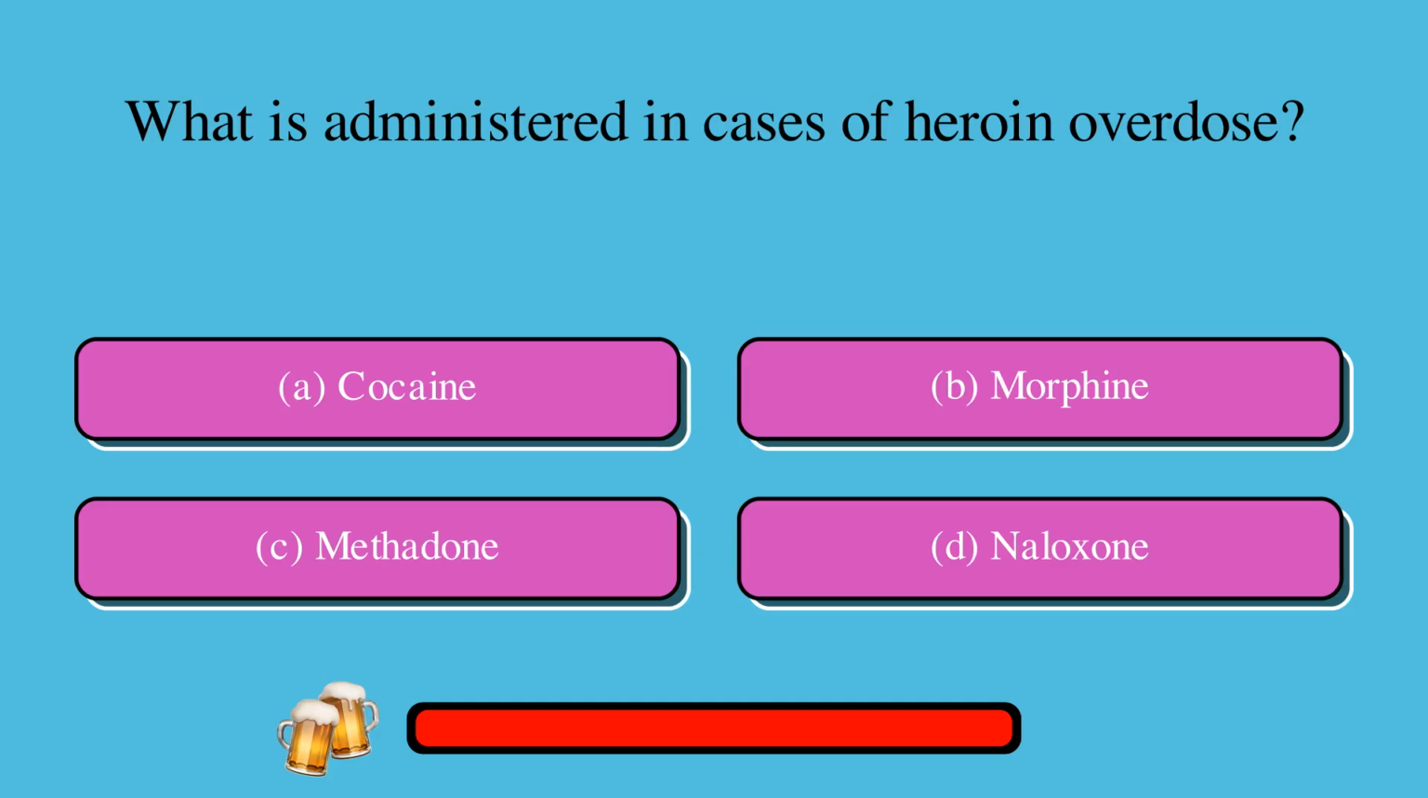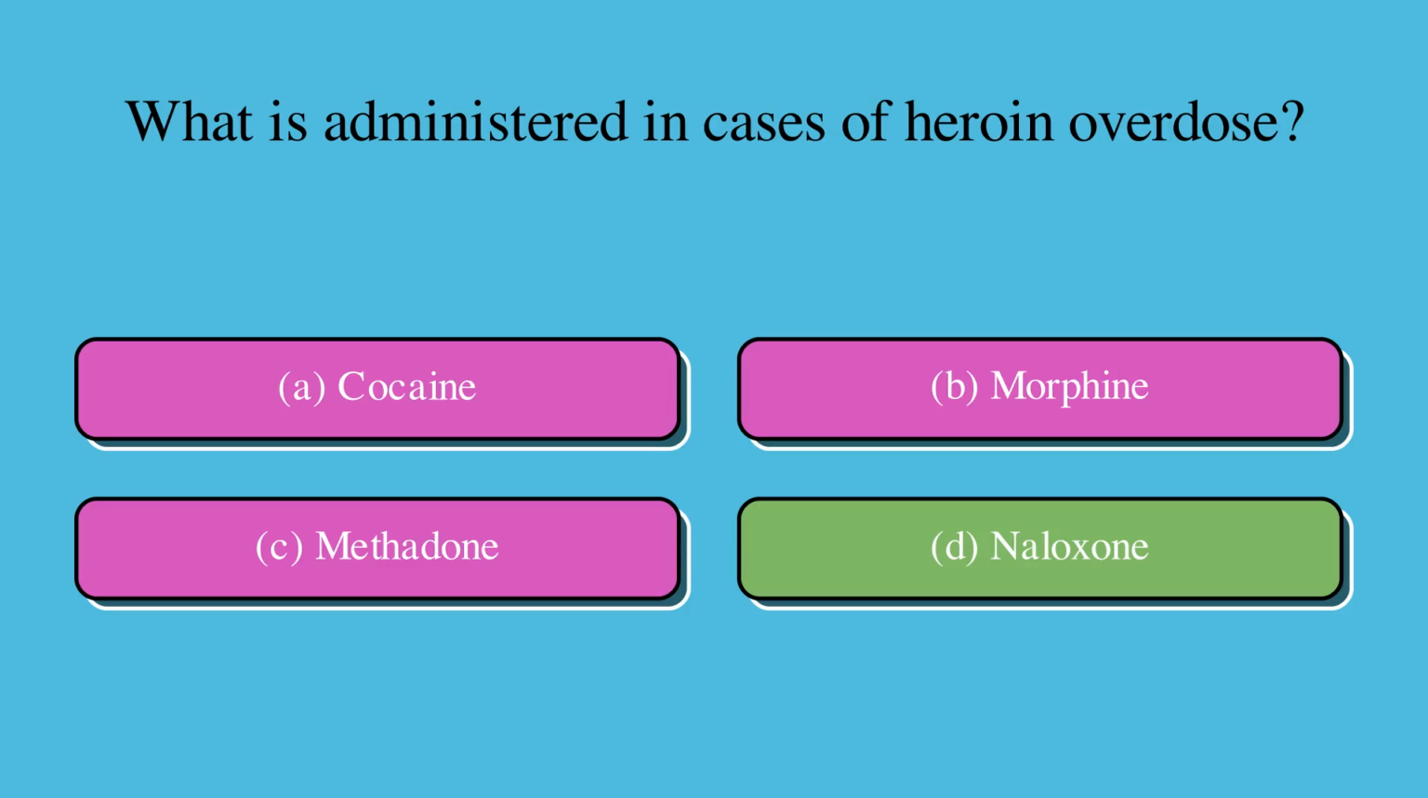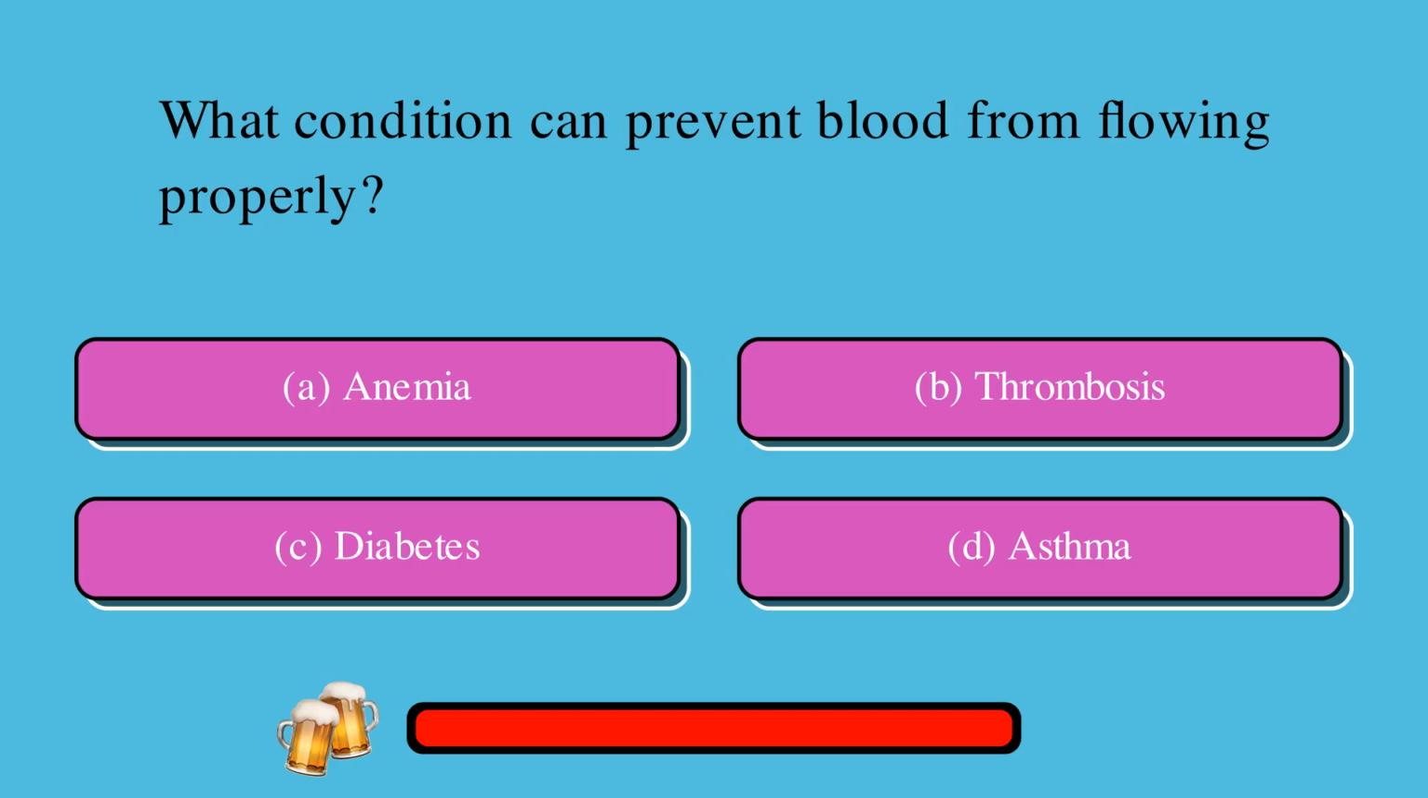What is administered in cases of heroin overdose? A, cocaine, or B, morphine, or C, methadone, or D, naloxone? The correct answer is D, naloxone. What condition can prevent blood from flowing properly? A, anemia, or B, thrombosis, or C, diabetes, or D, asthma? The correct answer is B, thrombosis.